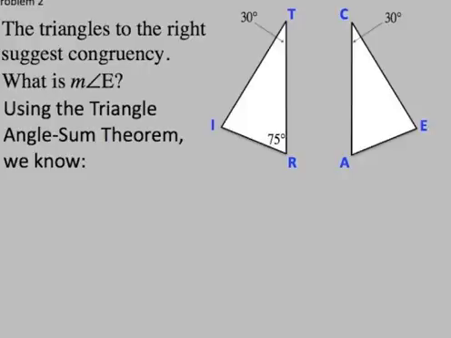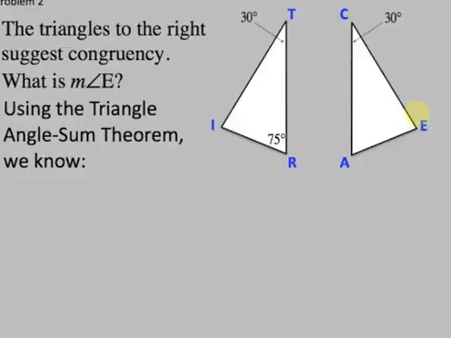Now these two triangles to the right that you see suggest congruency. We have triangle ITR and triangle ECA. And we need to figure out what the measure of this angle right here is, the measure of angle E. The first thing that we're going to do is develop a plan to figure out what the measure of this angle is.